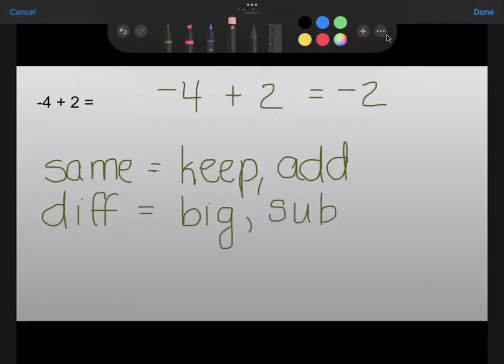So here, let me erase that and we'll go back and fill it in. We're going to keep that negative sign. Then I'm going to subtract the numbers. And 4 minus 2 is 2. So we end up with -2 as our answer to this equation, no matter which of the 3 different ways we like to do it.